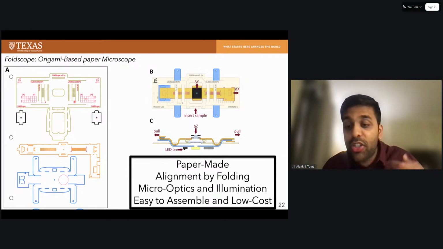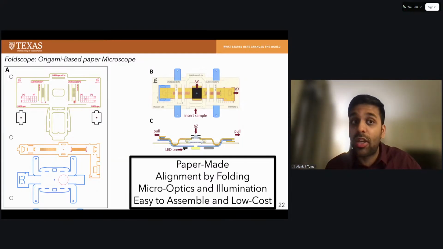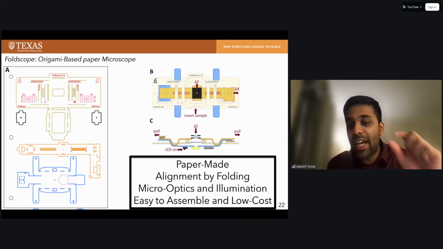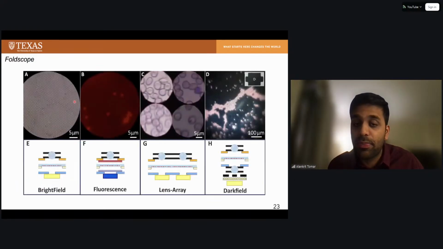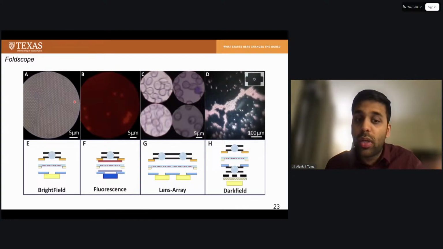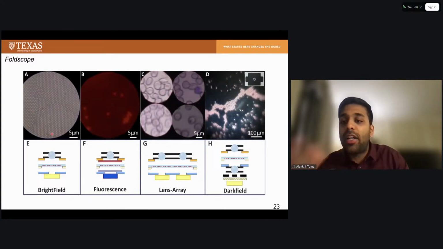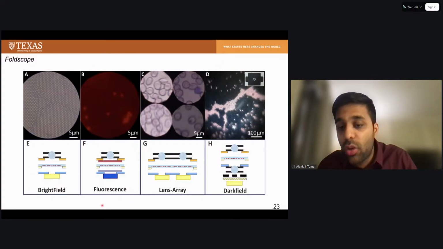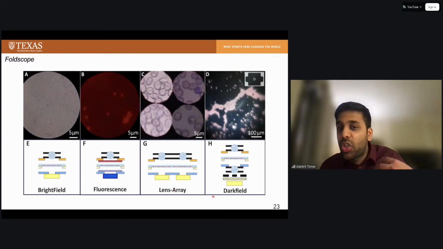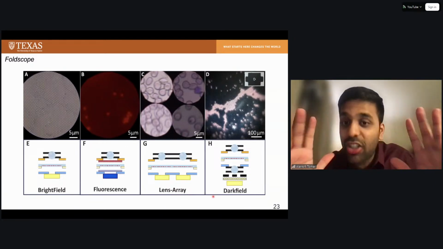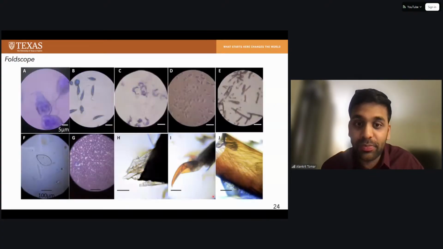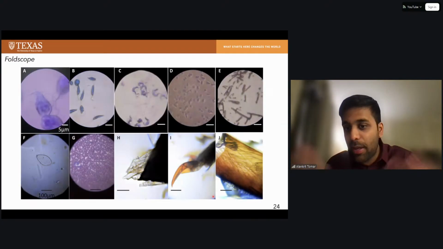So the Foldscope is a paper-made microscope, which is aligned by folding. So it's an origami-based paper microscope. It has micro optics, it has small lenses and illumination. It is very easy to assemble and it is low cost. So by using this Foldscope, you can do a large number of microscopy techniques, such as bright field microscopy, fluorescence, lens arrays, dark field. So the opportunities are endless, just with a simple $100 microscope, which is made out of paper.